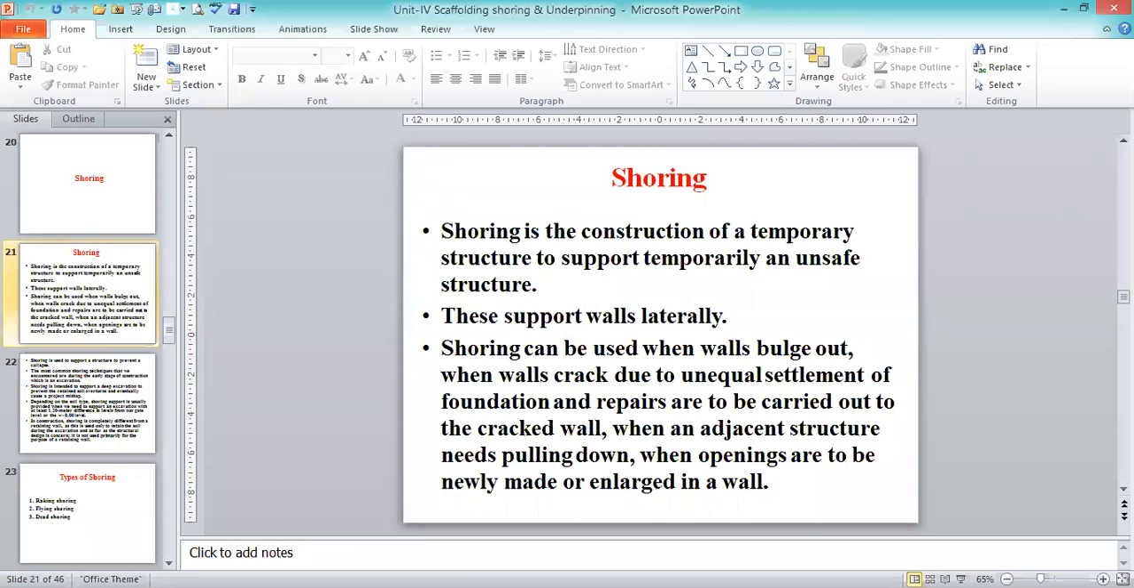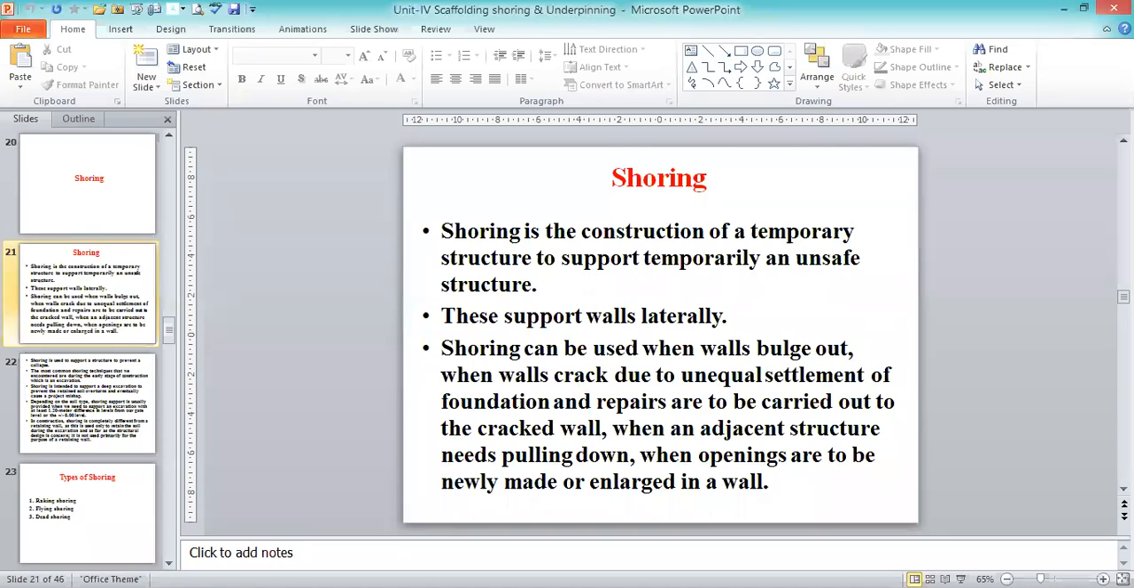Laterally means horizontal direction. Vertical direction is axial, and lateral loads are called horizontal loads. To prevent the falling of the soil or the structure, the support is provided laterally. In the direction where the failure is going to occur, we make the support, so that safety is given to the structure and repair works can be carried out.